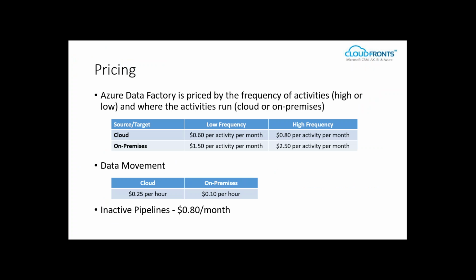Okay, so what is the pricing? As we have seen, it is based on the frequency of activities. Right now we had one activity, that is copy activity. Low frequency means 0 or 1 activity, and high frequency if we are having more than one activity. Based on that, as well as your source and target, whether it's a cloud-based source or an on-premise source, you will be charged as per that. You'll also be charged for the data movement. If it's in cloud, it will be charged as specified over here, and also for the pipelines. So this is the pricing scheme for Azure Data Factory.